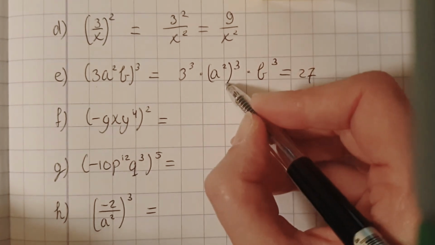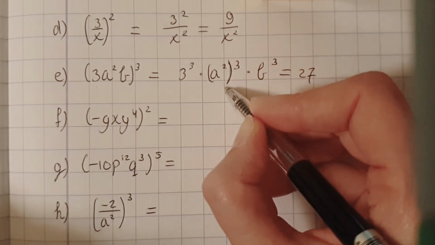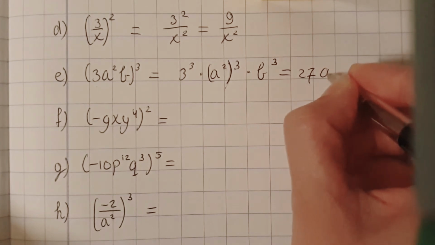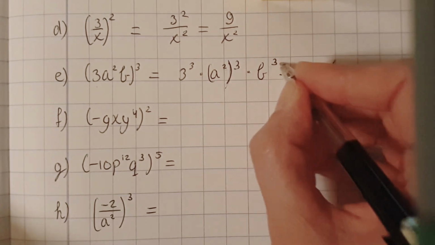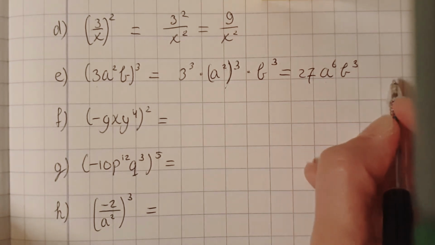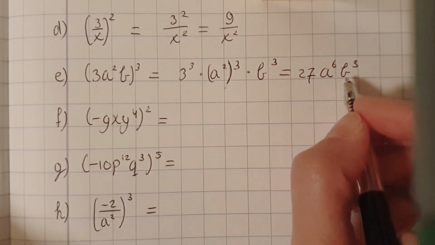A by the power of 2 by the power of 3. When you see this, when there's a bracket in between, you have to do them times each other. Okay, that is a by the power of 6. And this is just b by the power of 3. Use alphabetic order here, okay? Okay, good, this is done.